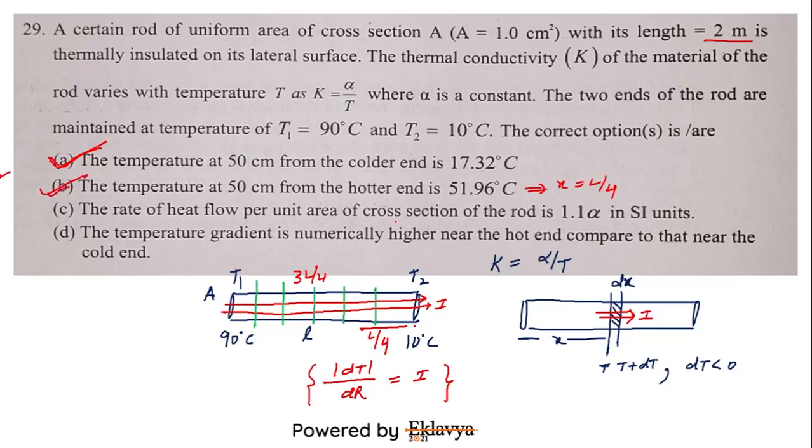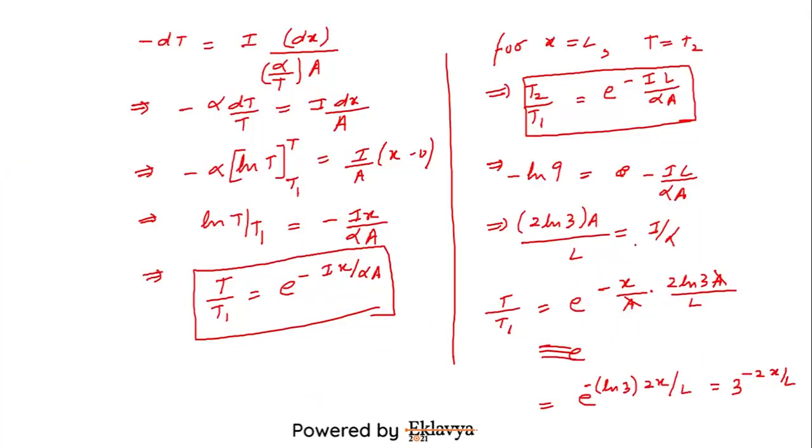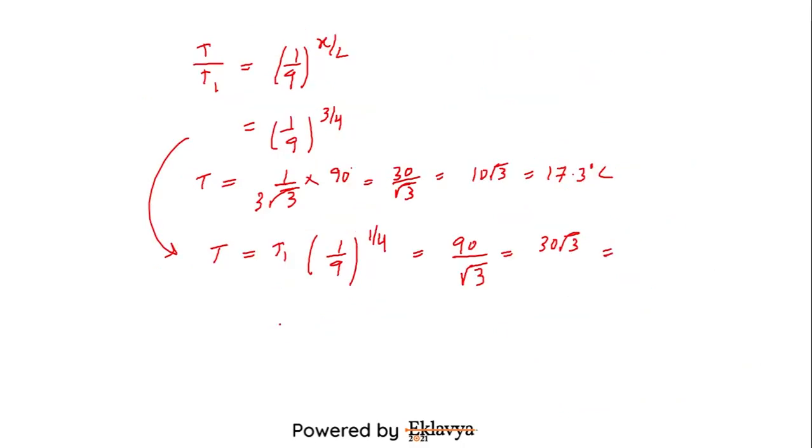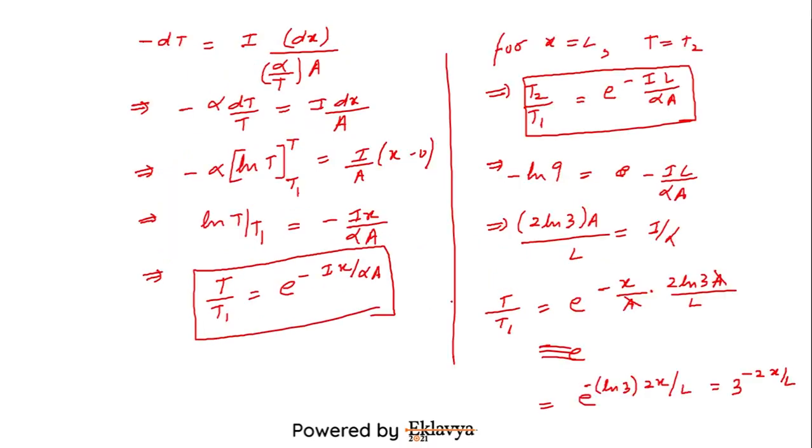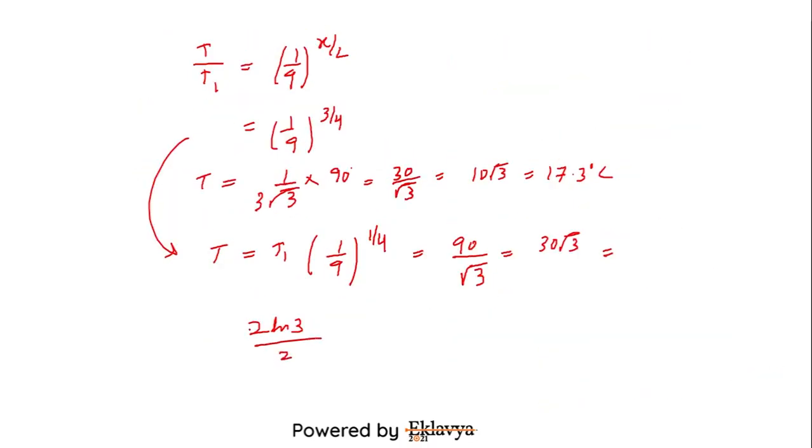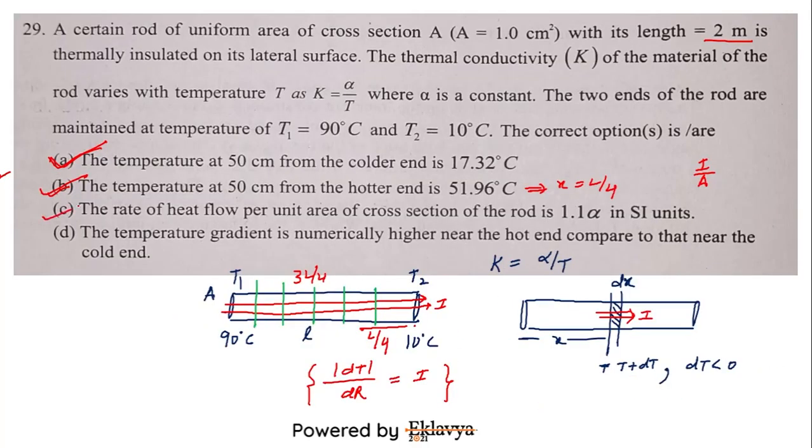Now the rate of heat flow per unit area of cross section. So we are talking about I by A. Here we obtained the value of I by alpha, so we can rearrange these terms to get the value. We obtained 2 ln 3 by L, where L is 2 meter, into alpha is equal to I by A. So this becomes ln 3 into alpha. Now ln 3 is close to 1.1, so this option is also correct.